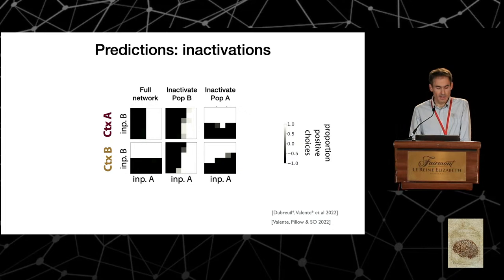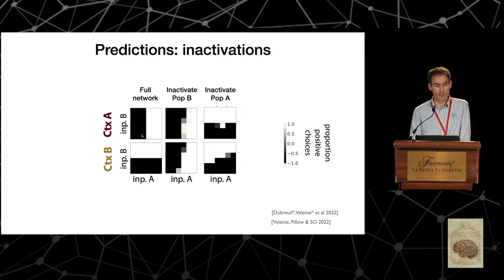And then it makes predictions, for example, for inactivations. And it basically predicts that inactivating one or the other population has very specific effects. And so this is illustrated here. So every square here is a psychometric matrix. The two axes are the strength of the two inputs, so motion and color. And the black and white colors here basically show the responses for each combination of stimuli.